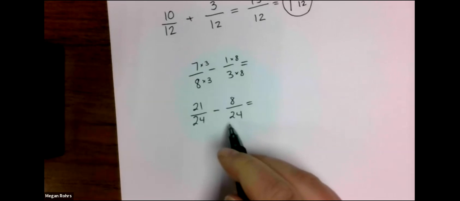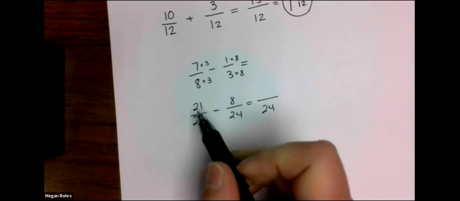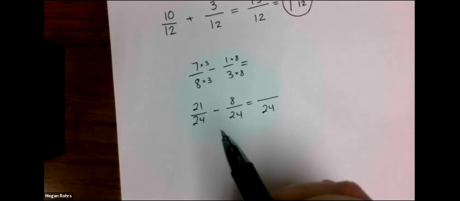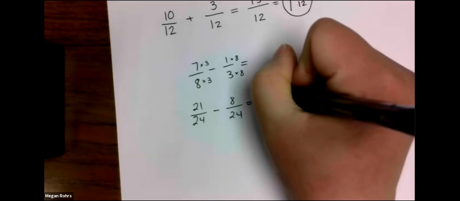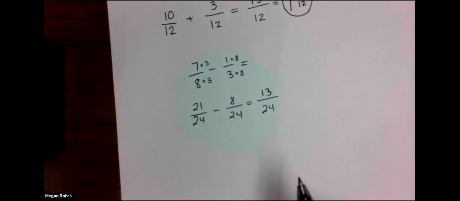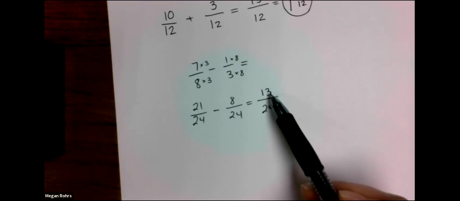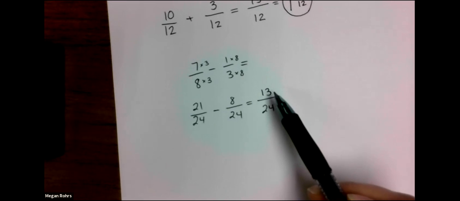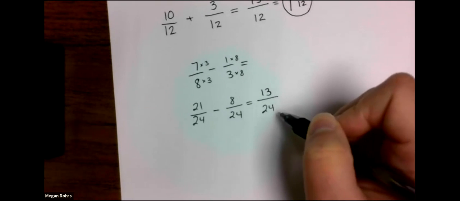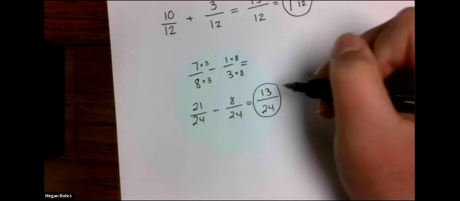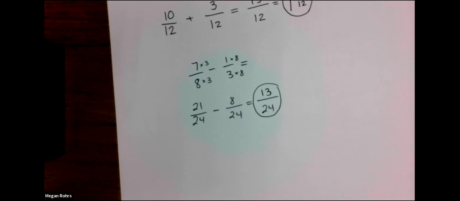Now my denominators are the same, so I can just subtract my numerators. So 21 minus 8, what would that be? 20 minus 7 would give us 13. So 13 over 24. I don't believe I can reduce that because 13 is a prime number. I can't divide that by anything evenly. My numerator is smaller than my denominator, so this is a proper fraction. So we would just leave our answer as 13 over 24.